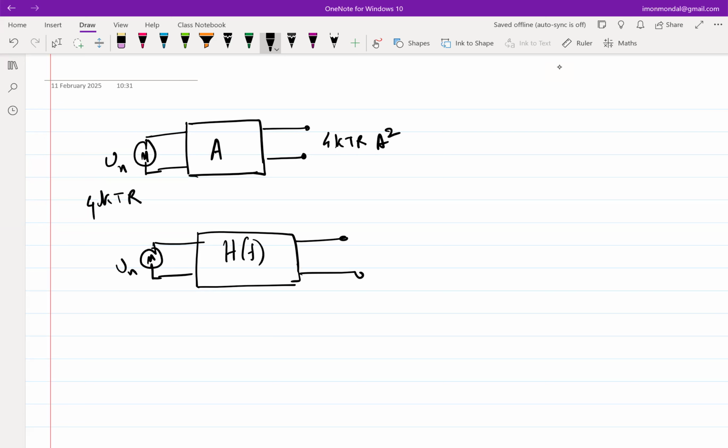But there is a slight catch. The catch is h of f has a phase response as well. H of f is not only amplitude; it has both magnitude and phase. But noise does not have any phase information. Why? Because what does phase essentially tell you? In principle, what does phase tell you? What is meant by phase? Pardon?